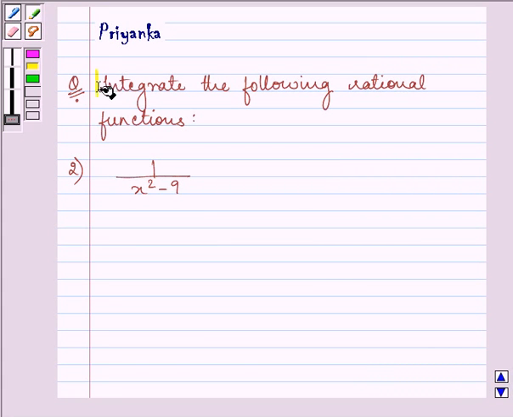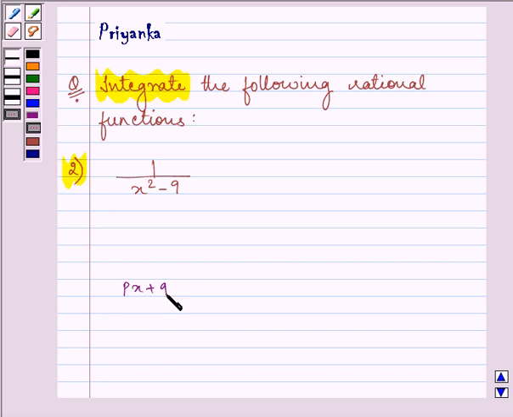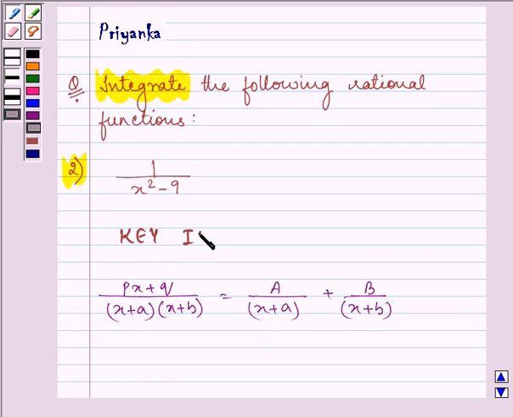The question says integrate the following rational functions. Now here the function which is given to us is 1 upon x square minus 9. So here we will be applying the concept of integration by partial fractions, that is px plus q upon x plus a into x plus b can be written as a upon x plus a plus b upon x plus b. And this is the key idea of the question.